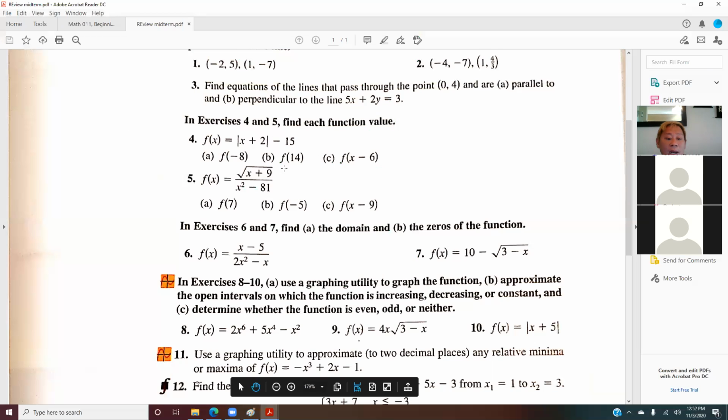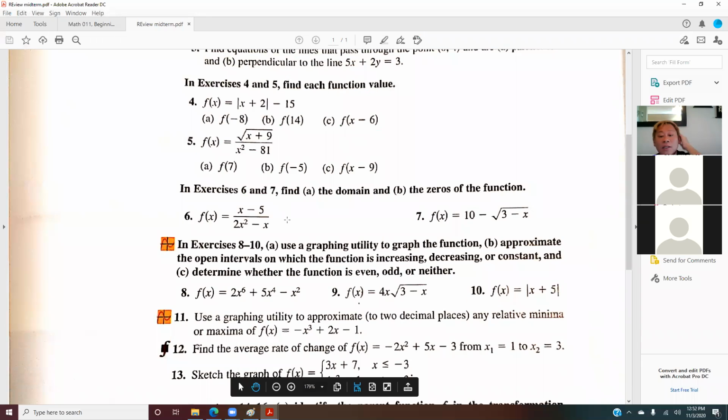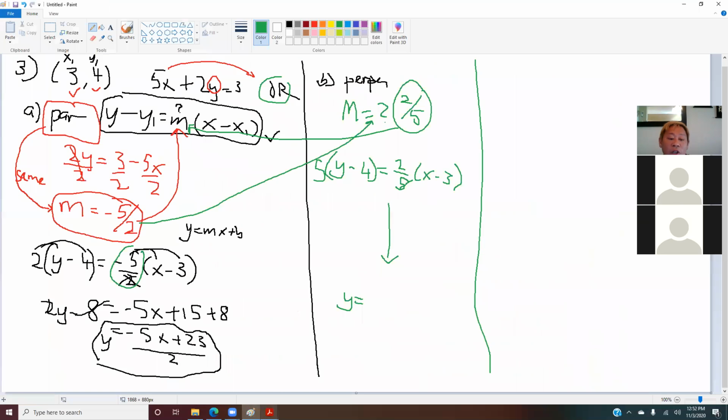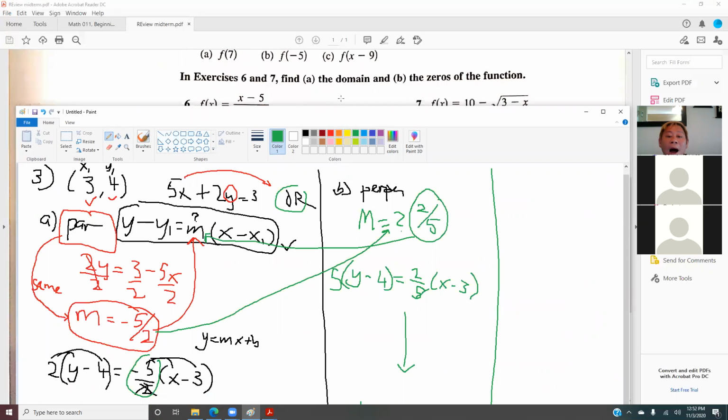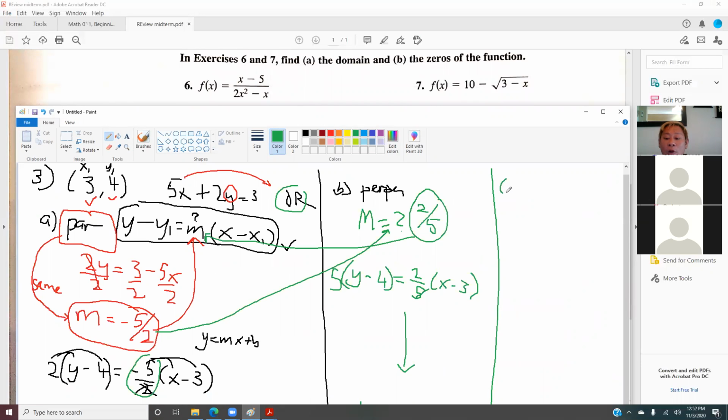Let's do question number 6. For question number 6, they're asking you to find the domain and the zeros for this function: x minus 5 over 2x squared minus x. So do you guys remember how you find your domain in this case?